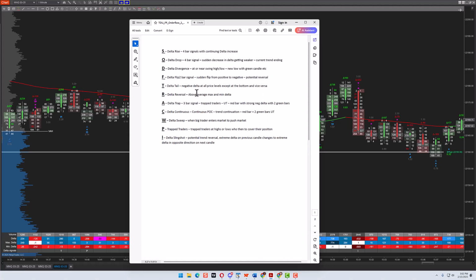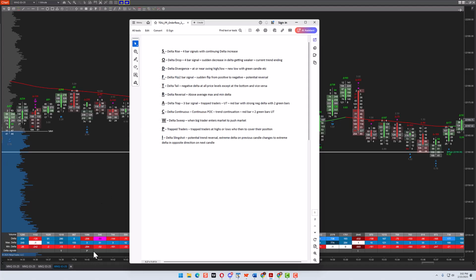Just some suggestions. So you're going to see down here, oh, I've got a T. Okay, that's a delta tail. Oh, I've got a P over here. Oh, that's trapped traders. Oh, I've got an I over here. Oh, that's delta slingshot. You see, so again, it's going to take you a little time before you go, what was that T again? Oh yeah, it's a delta tail.